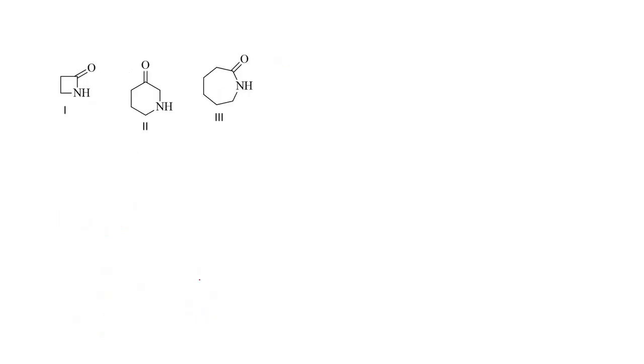Okay, then see these molecules. These are all amides: a 4-membered cyclic amide, a 6-membered, and a 7-membered. You know, as the ring strain increases, correspondingly the C=O stretch also increases. So the first molecule will have the maximum C=O stretch, then comes the second molecule, and the least will be the third molecule, because of the angle strain.